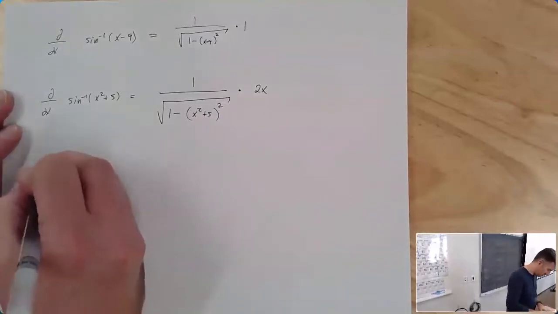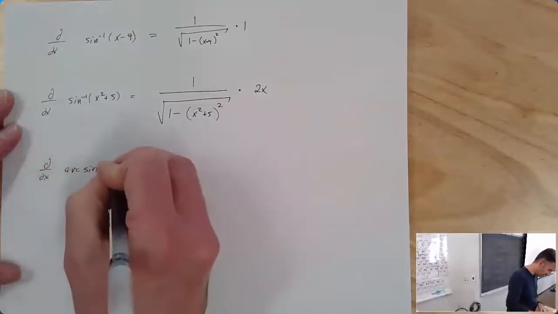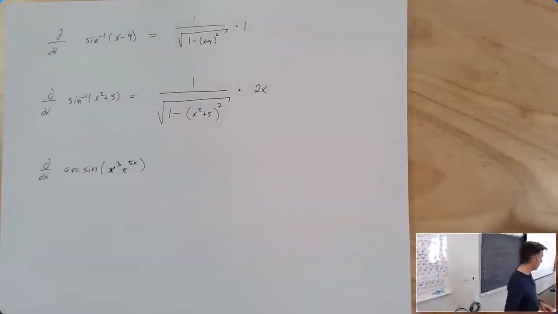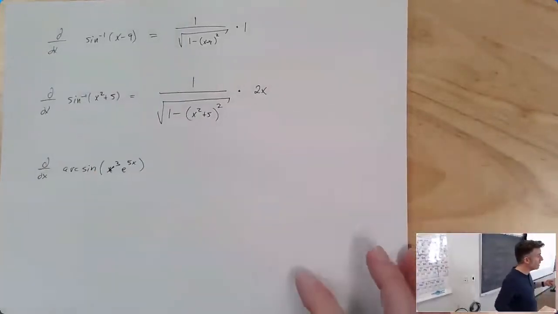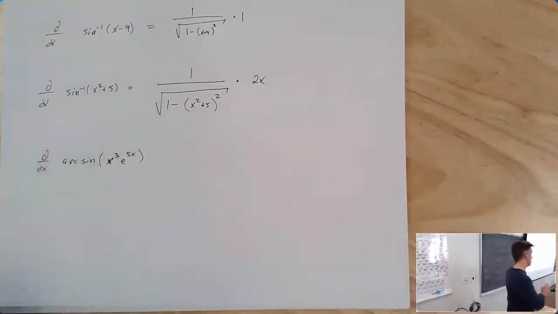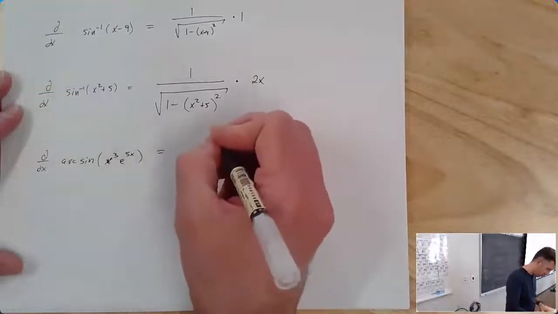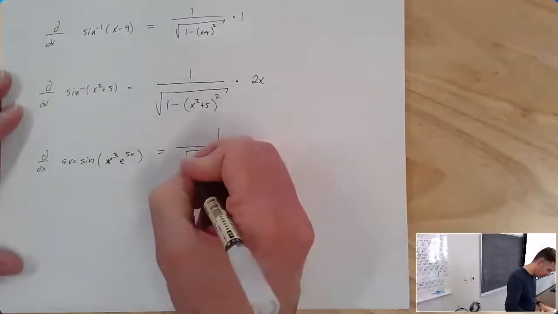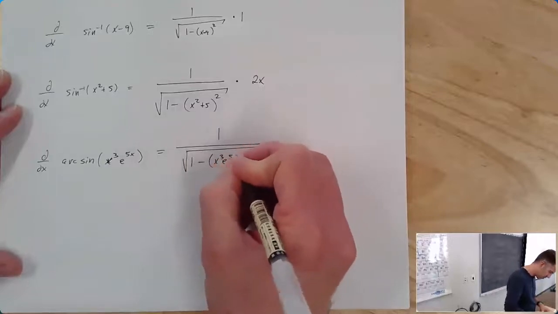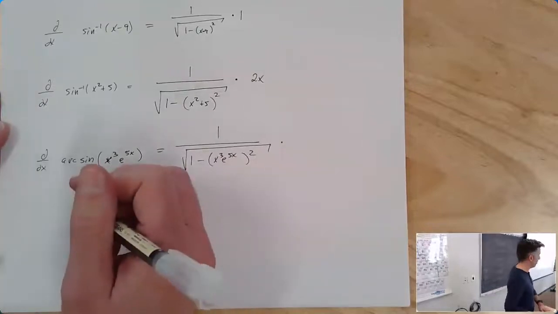Or I could say, what's the derivative of the arc sine of x cubed times e to the 5x? It's going to be way more complicated, but still the same idea. Inverse sine, arc sine, people use the notation interchangeably, so get used to seeing both. It's just going to be 1 over the square root of 1 minus your stuff squared times the derivative of your stuff. In this case, the derivative of our stuff is going to require the product rule.